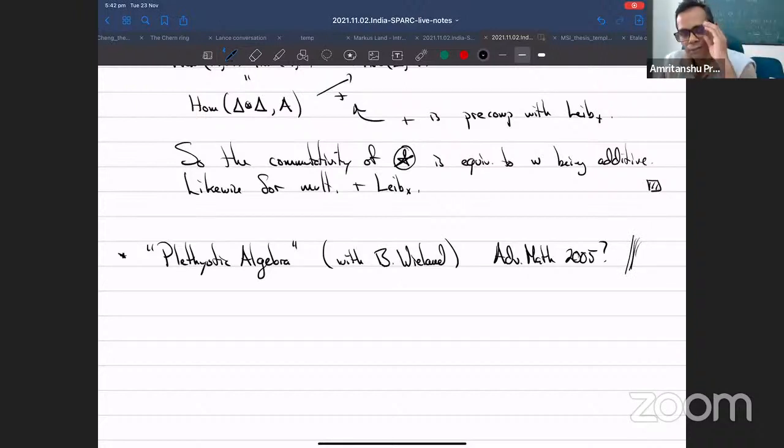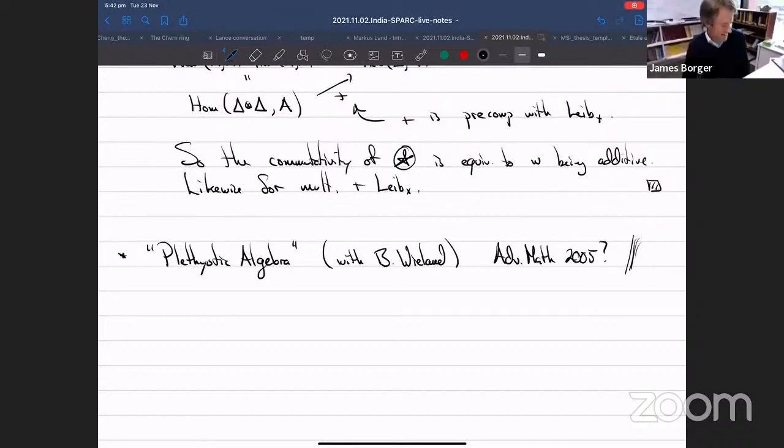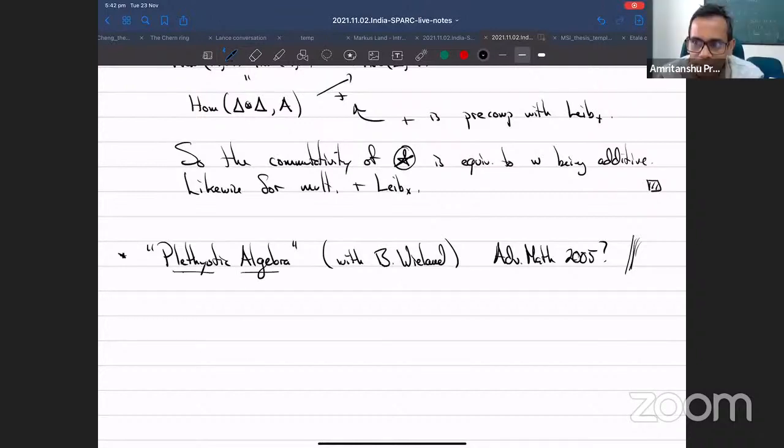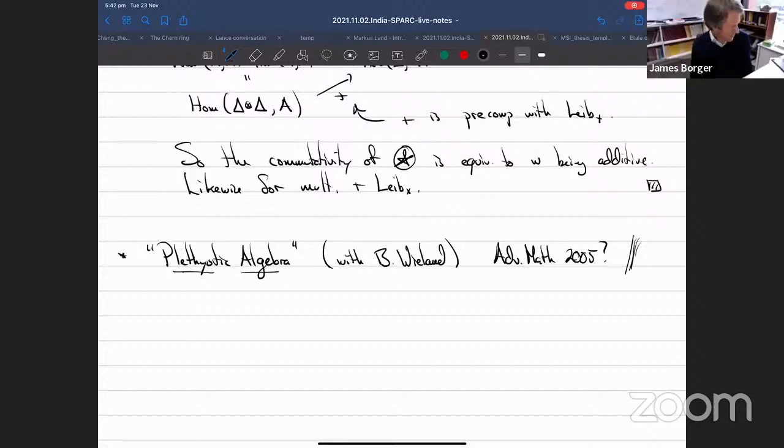So this plethystic algebra comes up in the theory of symmetric functions, right? That's something some of us here are familiar with. And then there are these rules for plethysm with a sum and plethysm with a product, which look very much like these. That's why we named it this. So is it the same? Is that a special case of this, or is it something just analogous? I can tell you with symmetric functions.